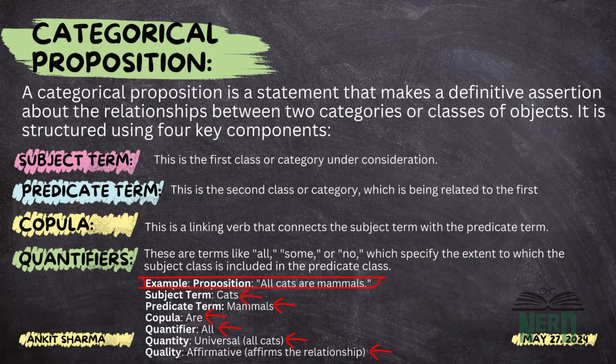In quantity, you're either talking about all of something, like all boxes being fragile, or just some, like some books being novels. And in quality, you're either confirming something, affirmative, like saying yes, these are novels, or denying, negative, like saying no, these books are not textbooks.